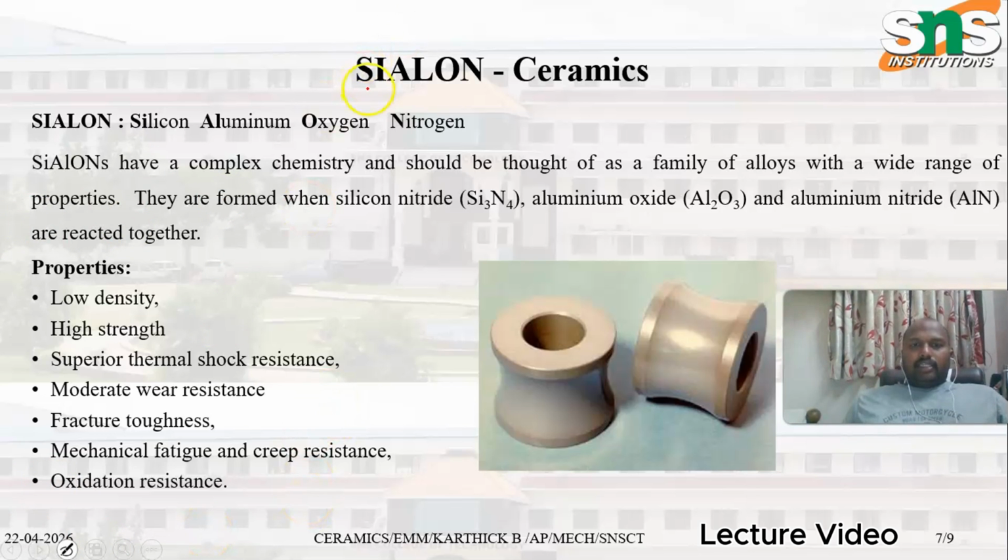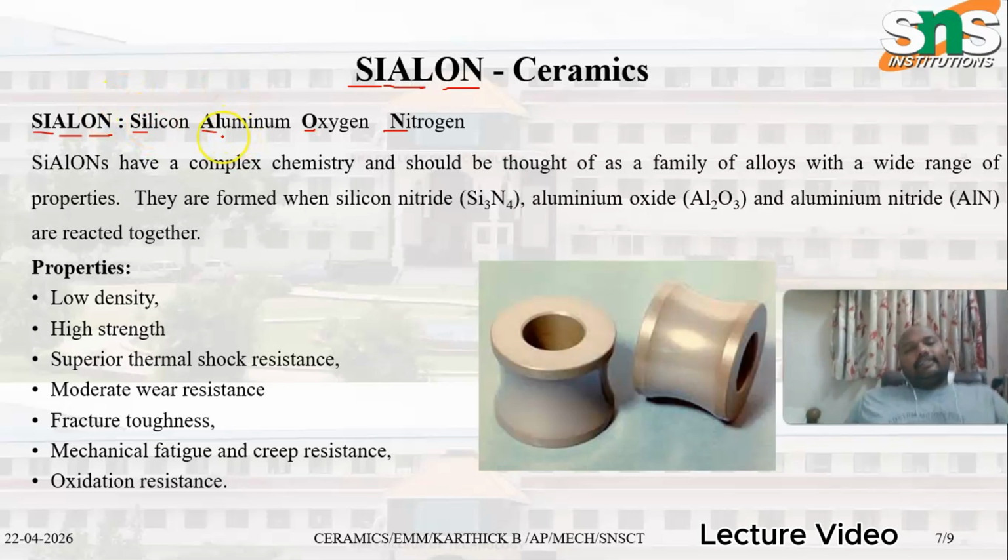So here it is Si, Al, O and N, right? This Si, Al, O and N means silicon, aluminum, oxygen and nitrogen. So in this you can see four different elements are added. Sialon has a complex chemistry and should be thought of as a family of alloys with a wide range of properties.